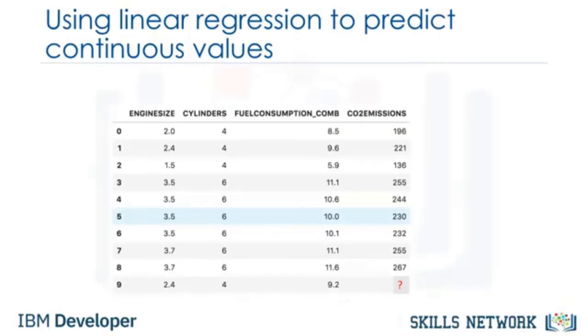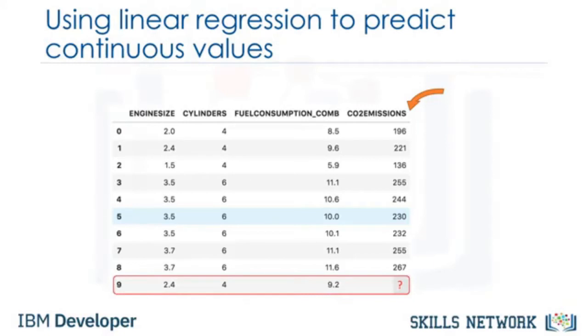Let's take a look at this dataset. It's related to the CO2 emission of different cars. It includes engine size, cylinders, fuel consumption, and CO2 emissions for various car models. The question is, given this data set, can we predict the CO2 emission of a car using another field such as engine size? Quite simply, yes. We can use linear regression to predict a continuous value such as CO2 emission by using other variables.